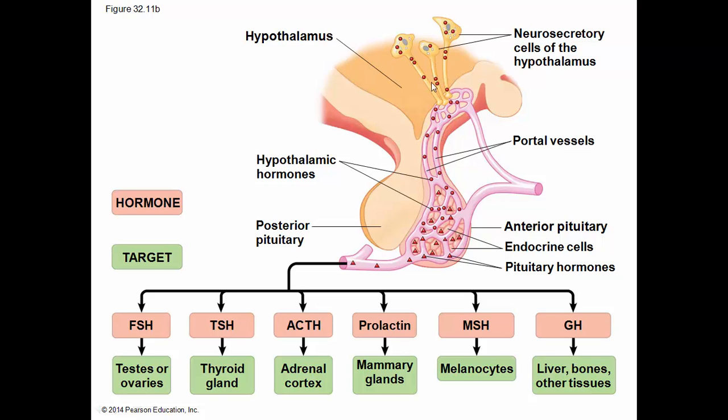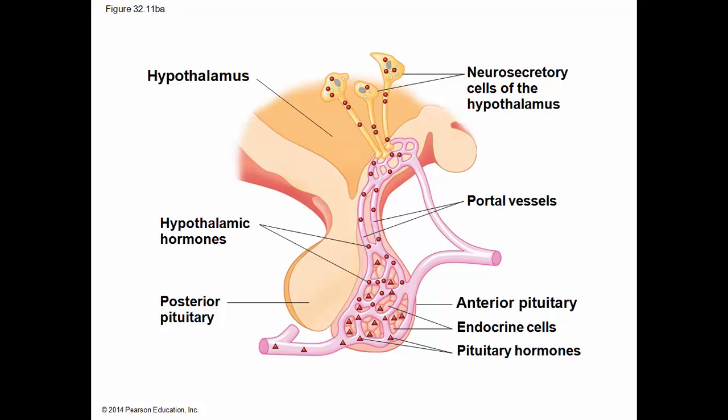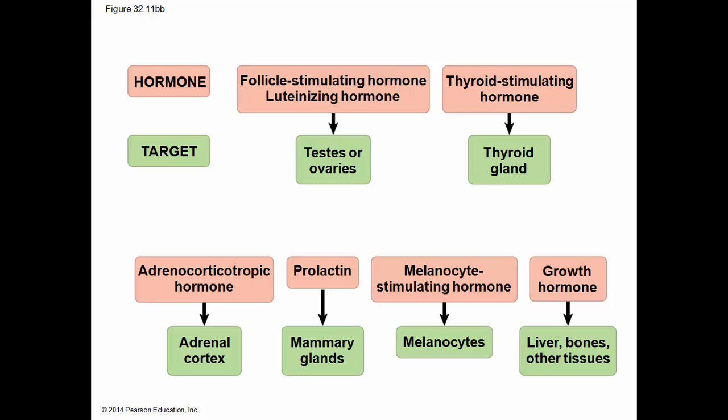They work together through the release of different neurotransmitters and hormones. They generate different hormones that affect all of these different endocrine glands. Okay, here are the different hormones that are produced by the hypothalamus and the anterior pituitary.